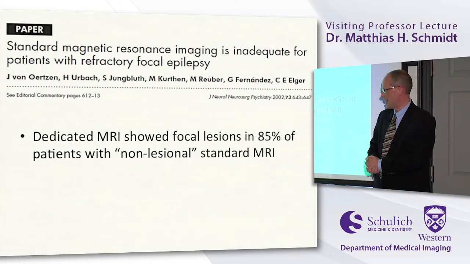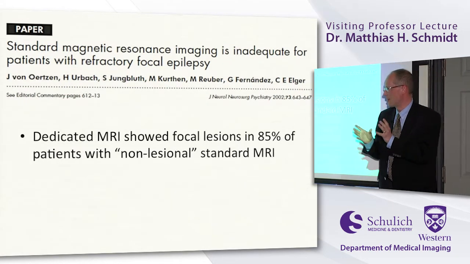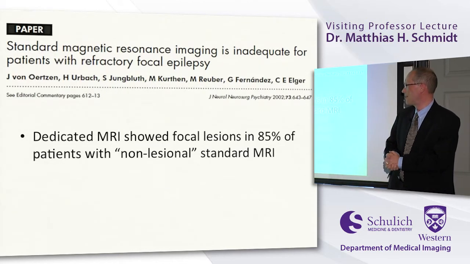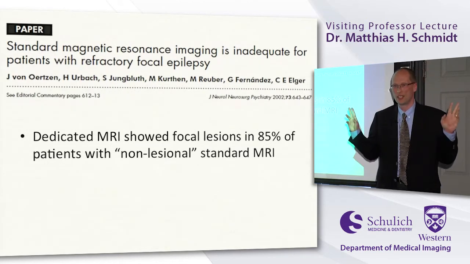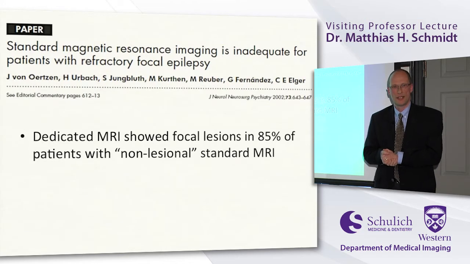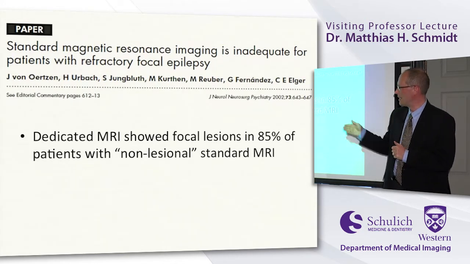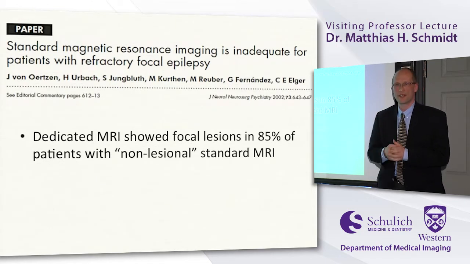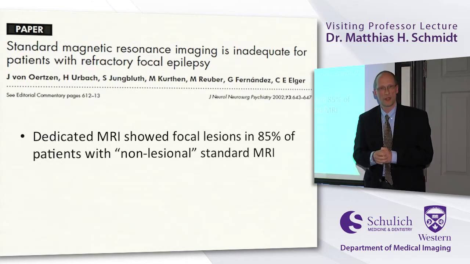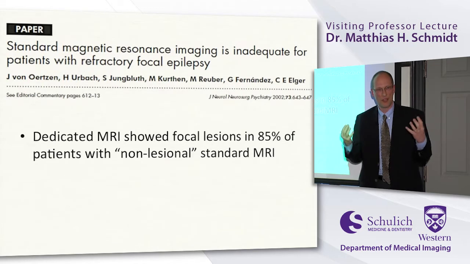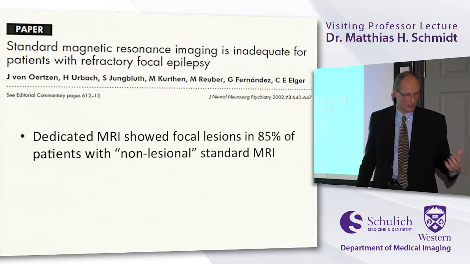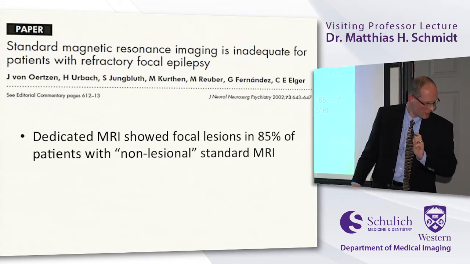They found that dedicated MRI, dedicated seizure MRI, showed focal lesions in 85% of patients with non-lesional standard MRI. That is a kind of a gauntlet thrown down. That means we really should do better than we do. Or we should make sure that we're doing the best we can with having the kinds of imaging that should show this pathology.